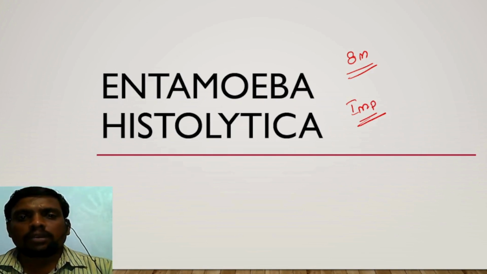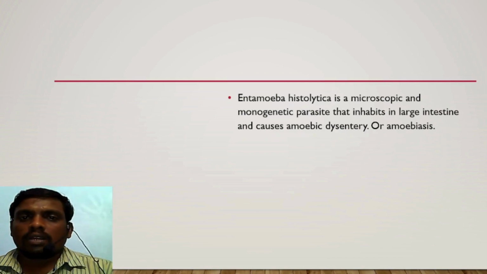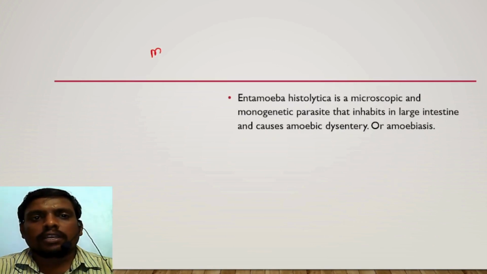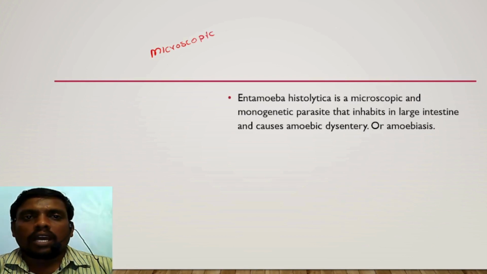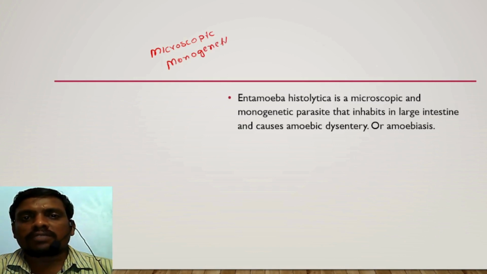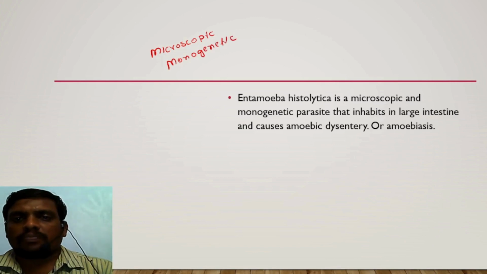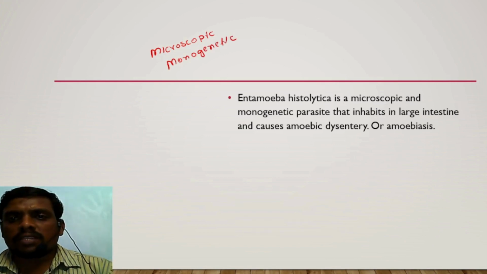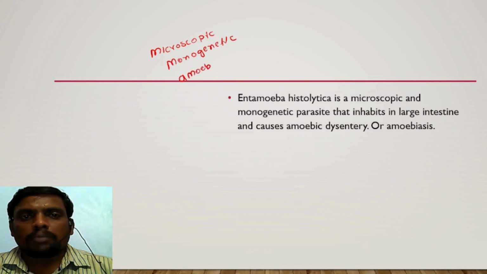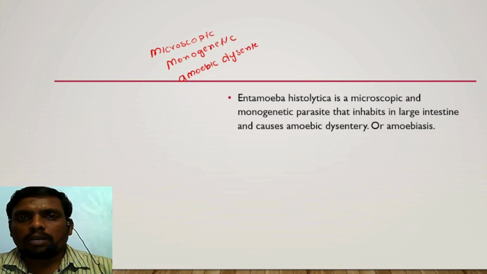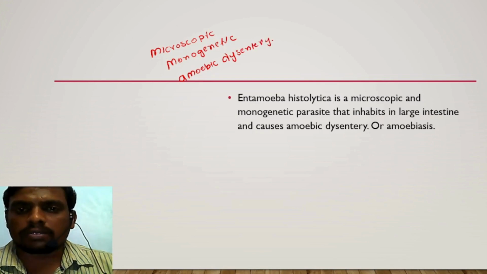Life cycle of Entamoeba histolytica. Entamoeba histolytica is basically a microscopic parasite and a monogenetic parasite. What do you mean by monogenetic parasite? It completes its life cycle only in one host. It inhabits the large intestine of man and causes a disease called amoebic dysentery. What is that called? Amoebic dysentery or amoebiasis.